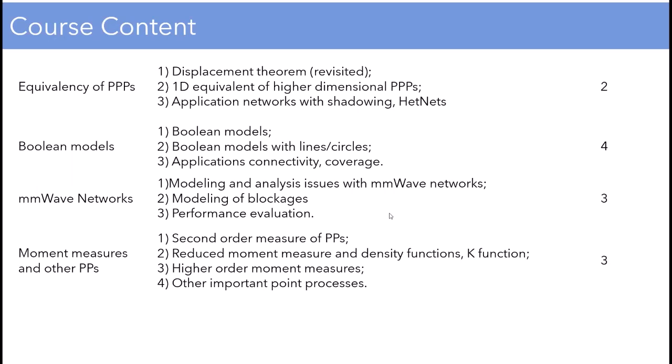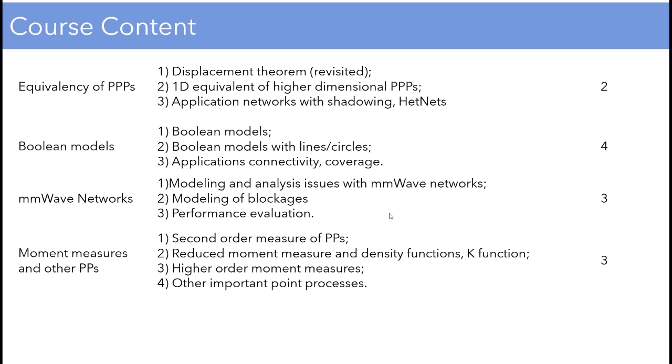Now we will move to another concept of stochastic geometry other than point processes. These are known as Boolean models, and they are used to model random geometry. So point processes are used to model some random pattern of points, while Boolean models are used to model the random pattern of objects, such as lines or circles. We will see how we can use Boolean models to model connectivity or coverage in a network.